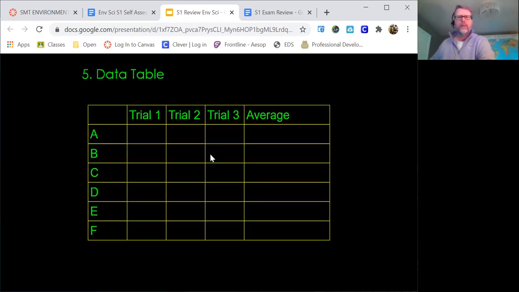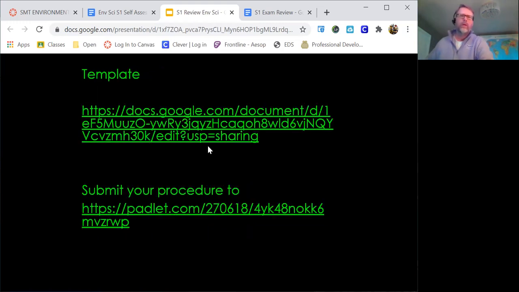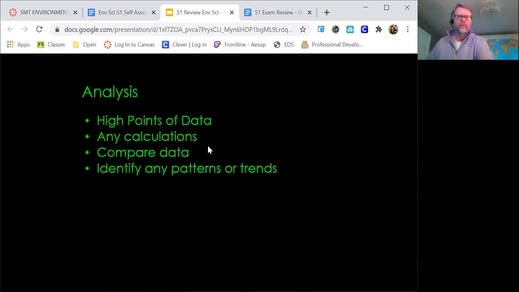Okay, the data is something I'm going to provide on your exam, but the idea is you're going to have a nice cluster of numbers that you're thinking about. Okay, and then we're going to have a graph. I'm going to talk about graphs in detail here in a minute. So you're going to choose the right kind of graph. Then you're going to draw it out using the correct scale and units and label and title, and accuracy and neatness. Okay, that was for that specific lab.